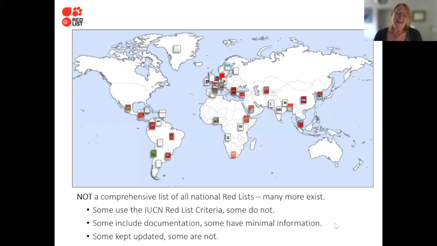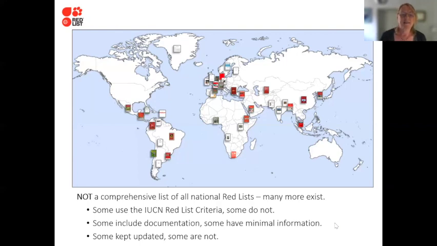So some of the current national red lists use the IUCN Red List Criteria, which is fantastic. Some don't, but that is actually okay because we can't enforce that. But we do encourage the IUCN Red List Criteria being used because it provides a standardized system, and you can then compare national red lists between countries because you're using the same process, the same methodology.